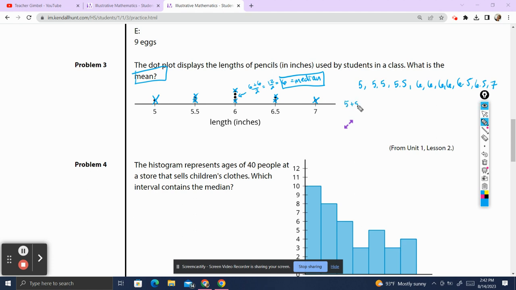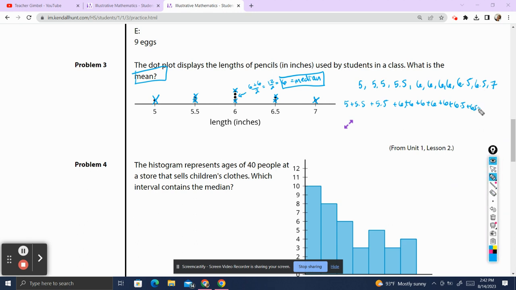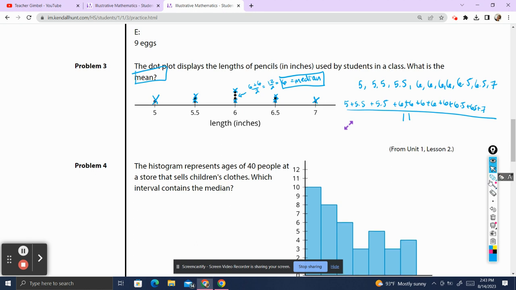We got 5 plus 5.5 plus 5.5 plus 6 plus 6 plus 6 plus 6 plus 6.5 plus 6.5 plus 7 divided by 1, 2, 3, 4, 5, 6, 7, 8, 9, 10, 11. So we're going to divide that by 11. We're going to go ahead and put it in our handy dandy calculator, and we calculate 66 divided by 11, which gets us 6.